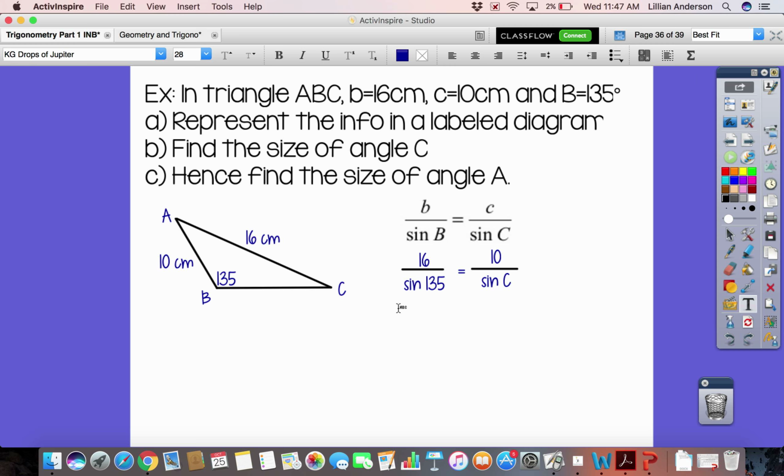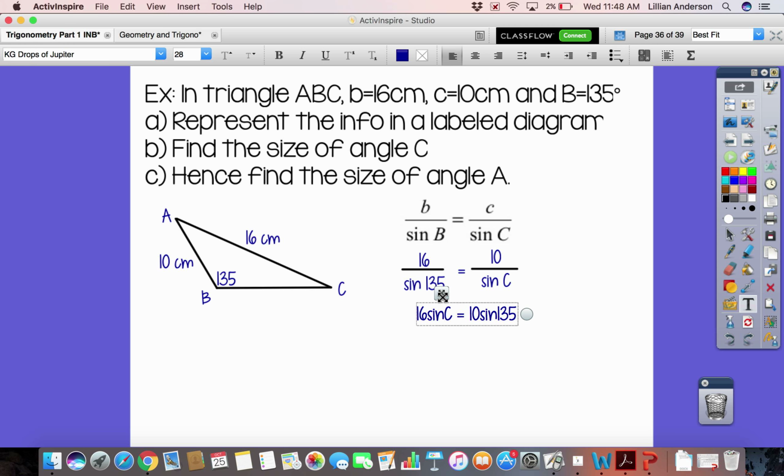Okay, you should not just be mindlessly copying, but you should be actively trying to answer some of the questions that I'm proposing to you. So you'll have 16 times the sine of C equals 10 times the sine of 135. Okay. Now, before you start trying to type into your calculator, what is 10 times the sine of 135? Just hold off for a second, okay?